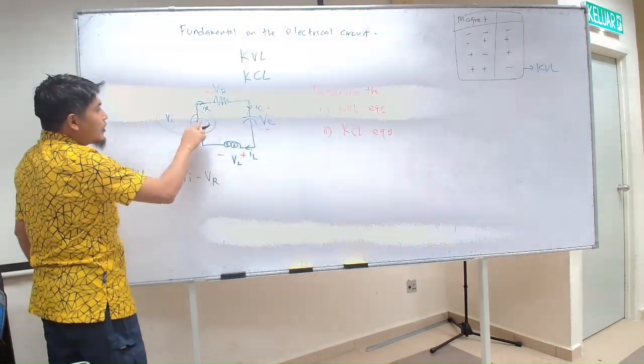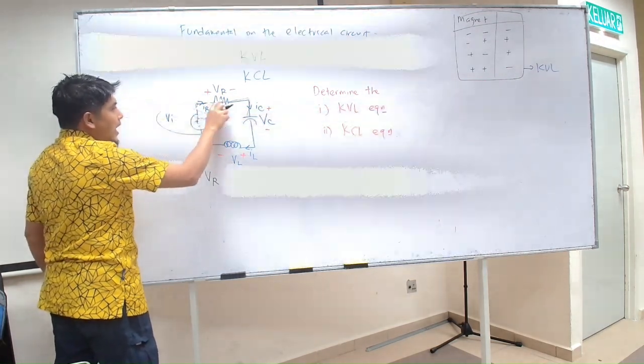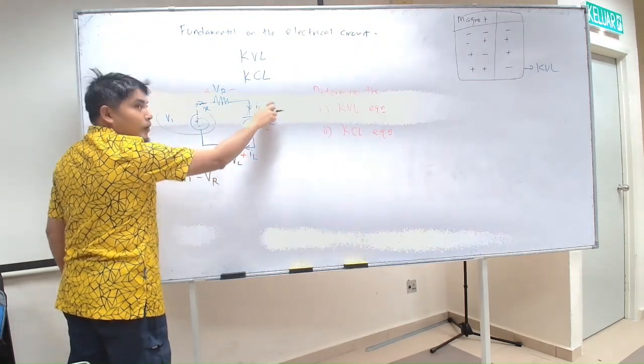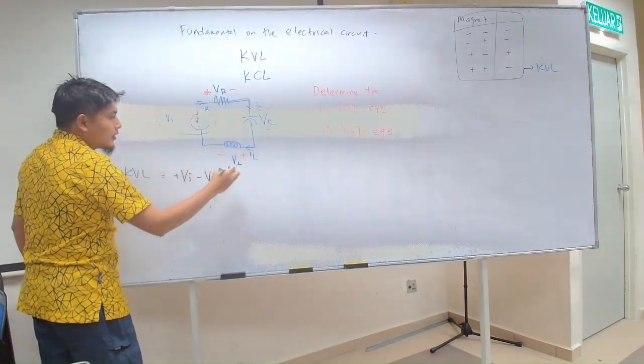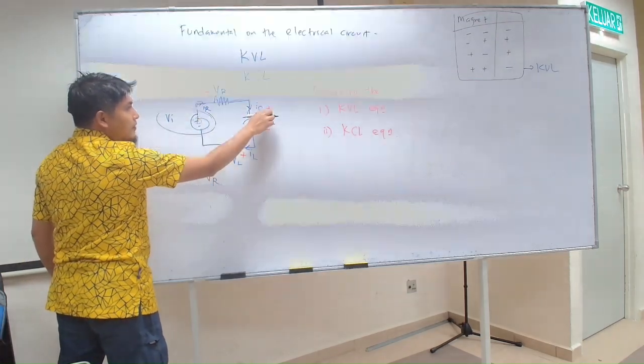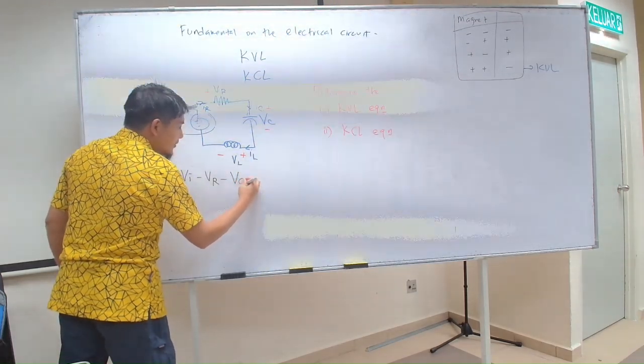We must compare with the reference. The going up from the reference is positive, and then it meets another positive sign, is it? So it will become positive and positive, negative VC.